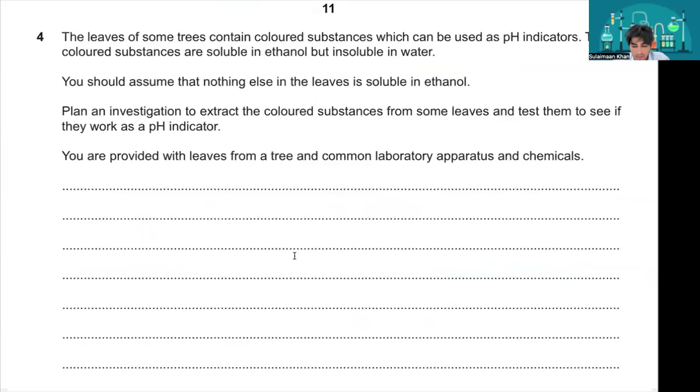Colored substances can be used as a pH indicator. These colors are soluble in ethanol, but again, that's a solubility type of question. And then pH, so remember you need to add indicators.